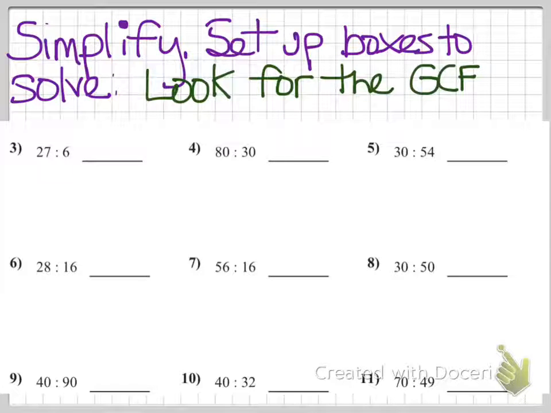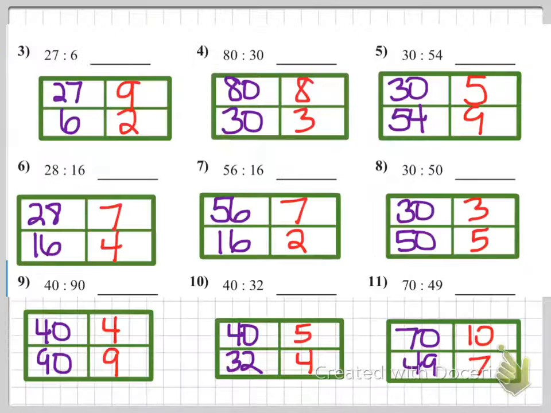These questions are to simplify. In order to do that, find the greatest common factor of the pair of numbers that you see, and then divide each number by that GCF. Remember to pause the video, and then once you are done, advance the video by hitting play, and you can check your answers. Here are the answers, looking at the GCF for each one.